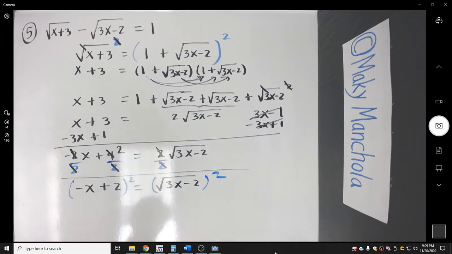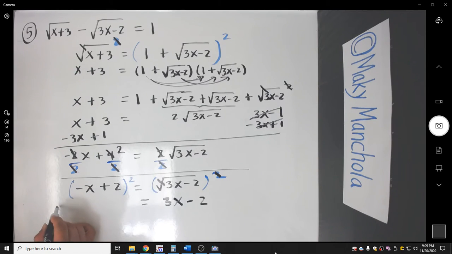So on the right, the radicals cancel. The radical and the square cancel, so we obtain 3x minus 2. On the left side, we are squaring a binomial. So the result from that, after we do the algebra, will be x squared minus 4x plus 4.